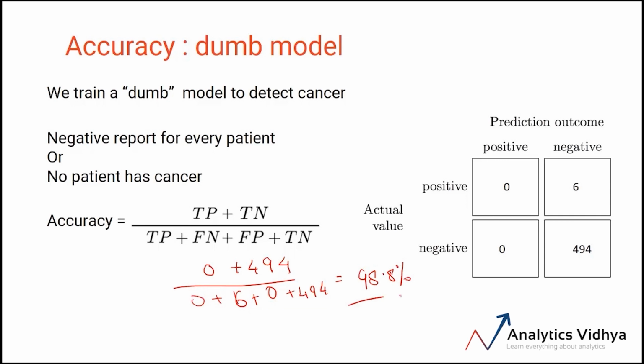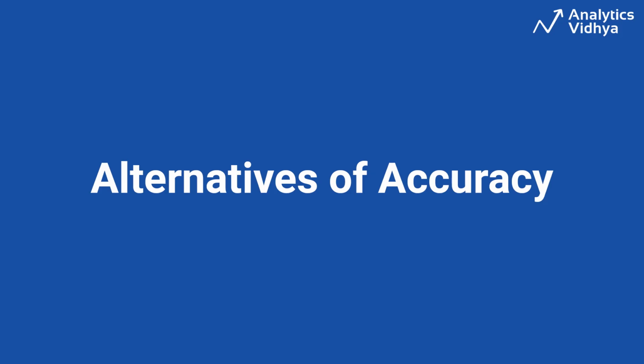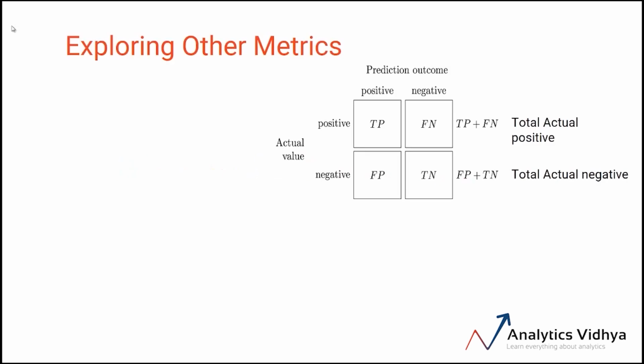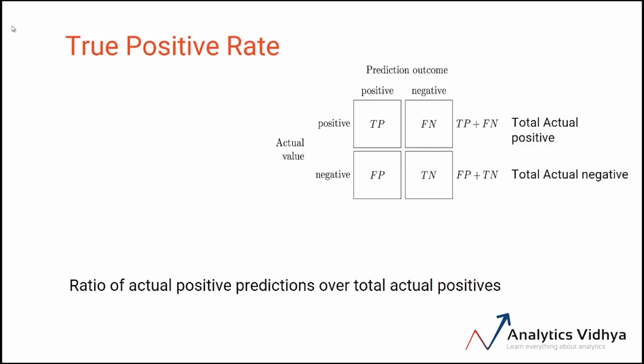In reality, using accuracy as an evaluation metric on unbalanced data is not a great idea, as we saw in the example here. In order to evaluate the classification model properly, we need to look closely at the confusion matrix to find some better alternatives. In this section, we'll take a closer look at the confusion matrix in order to find the alternatives to accuracy metric. We'll start with the true positive rate.